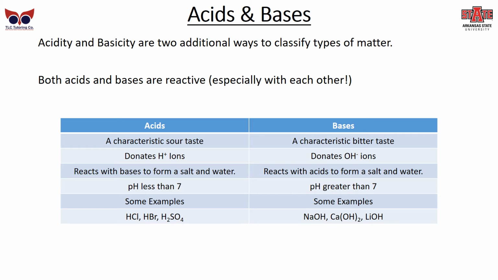Bases, on the other hand, are almost the exact opposite. They have a characteristic bitter taste, like when you're eating bitter herbs or things like that. Those have a strong base level. They donate OH, or what we call hydroxide ions. They also react with acids to form salt and water, but their pH is going to be greater than 7. Some examples would be sodium hydroxide, NaOH, or lithium hydroxide, or calcium hydroxide. These are three very common bases, and these all work together in different solutions.